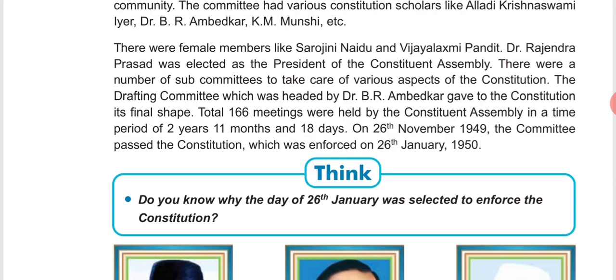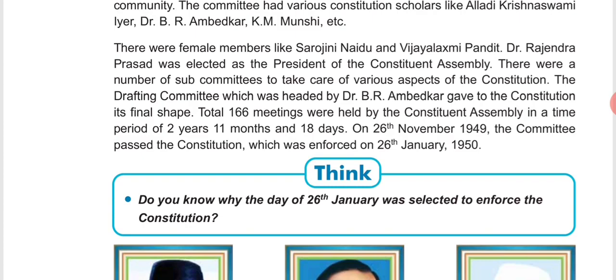Further, a total of 166 meetings were held by the Constituent Assembly in a time period of 2 years, 11 months, and 18 days. Such a long period, right? That is almost 3 years it took for our leaders to frame our constitution.